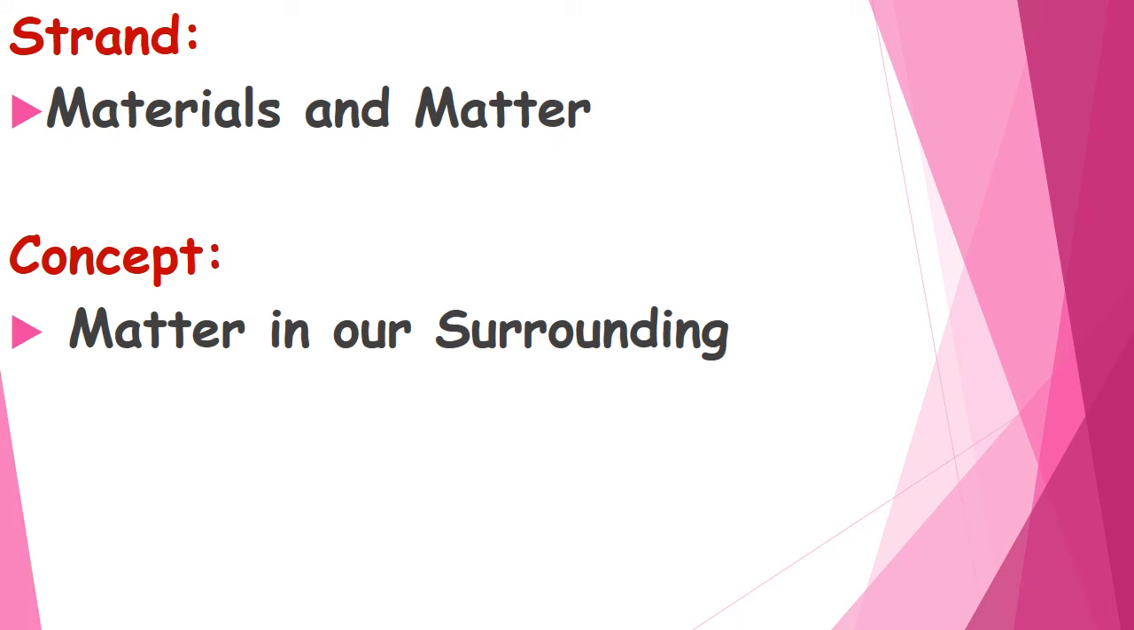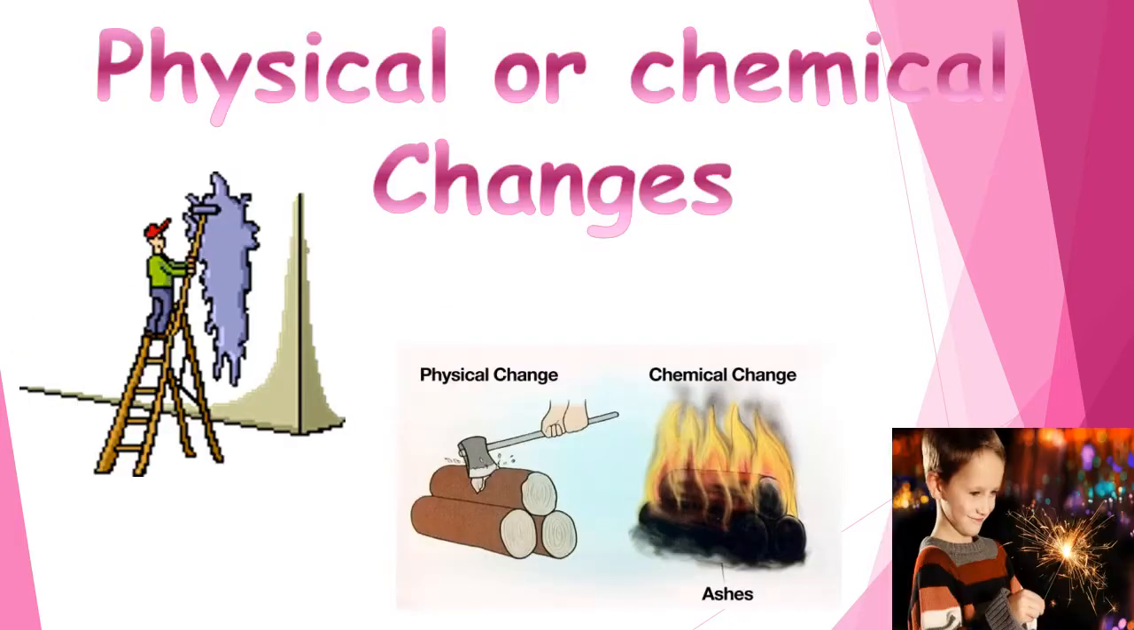So today I will explain more through this PowerPoint the materials and matter in our surrounding, and you will learn more how to differentiate between physical and chemical change. So physical change, it is a change in the way matter looks, change in size or shape. Matter remains the same in physical change.